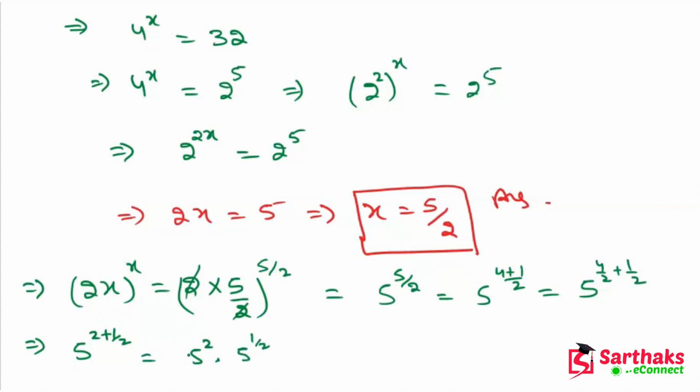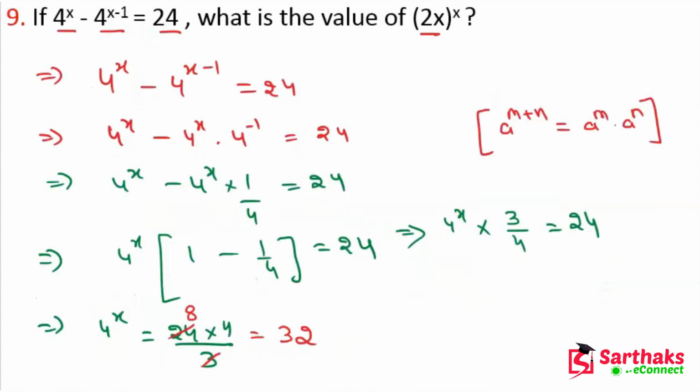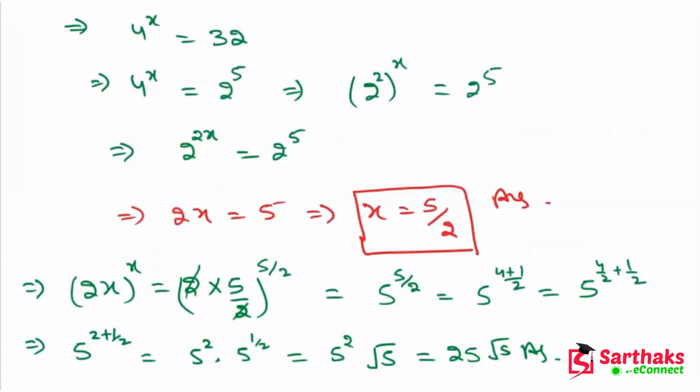This is the law of exponents. So this will become 5 raised to power 2 into under root 5, which is equal to 25 root 5. So this is our main answer. I hope my dear friends understand these things. This question is very important. I hope you understand this question.